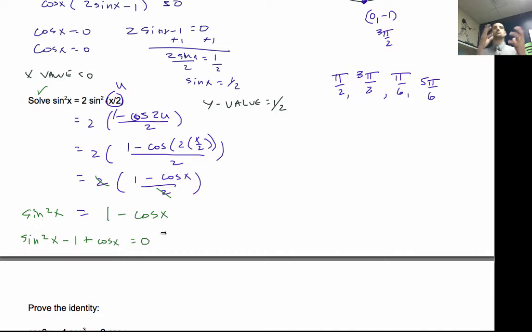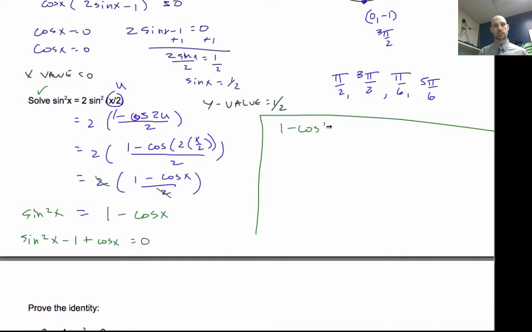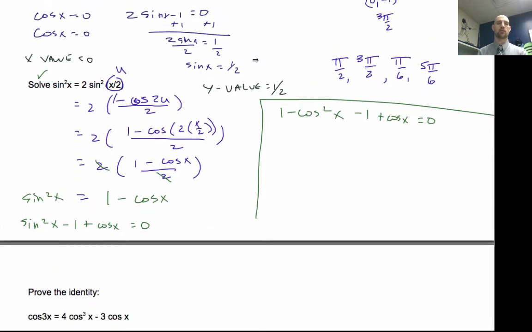So now I've got a bunch of stuff here. I've got a sine squared x, I've got a 1, I got a cosine x. I would love for everything to be all in terms of the same trig ratio. So what I'm going to do is convert my sine squared x to a 1 minus cosine squared x. How would you know to do that? Well, as you get exposure to this, understand what I just did there. I had sines and cosines, squares and not squares, and so I just took it all, so it's all in terms of cosine.